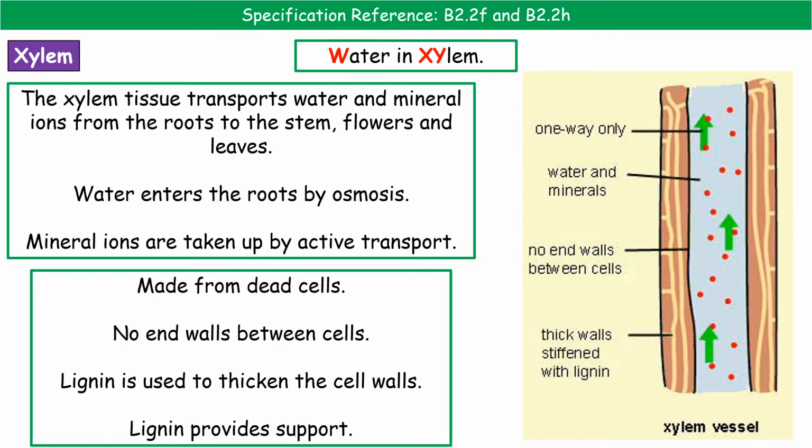The other key feature about our xylem vessels is that they have no end walls between the cells. So what we actually have done is broken down any of those individual cells to create one long tube. So dead cells with no end walls with lignin to thicken them.